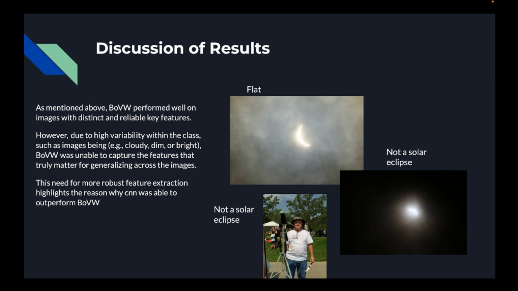As you can see on the right, this image of a person is not a solar eclipse. Obviously, SIFT will not get features that would tell it that this is an eclipse. But for the not solar eclipse image on the right, where you can see that there is a solar eclipse, it would still get features there that were more resembling of an eclipse than something that was in the not solar eclipse image set.